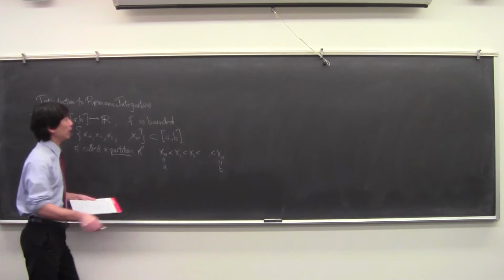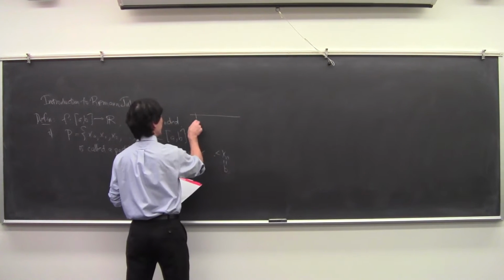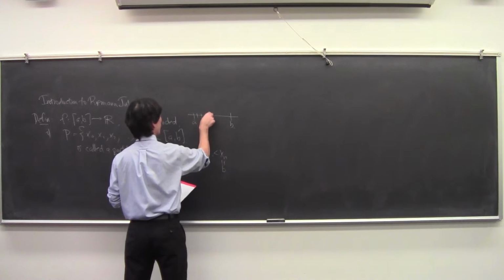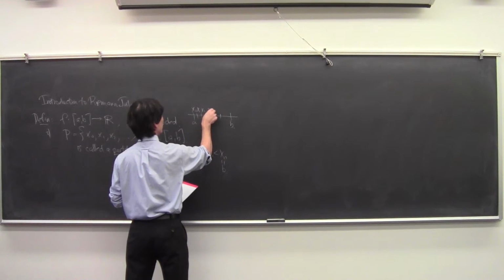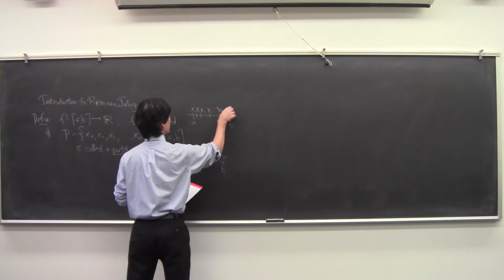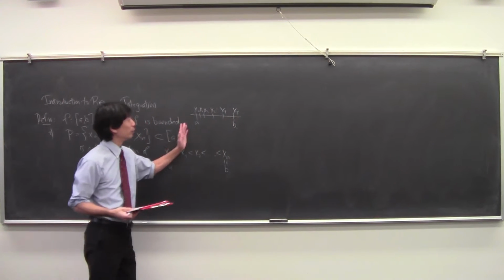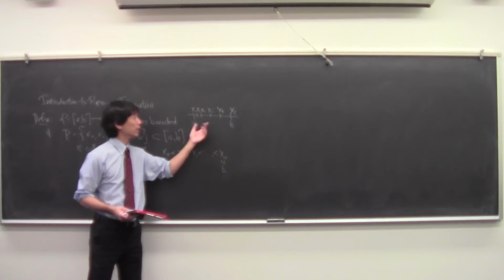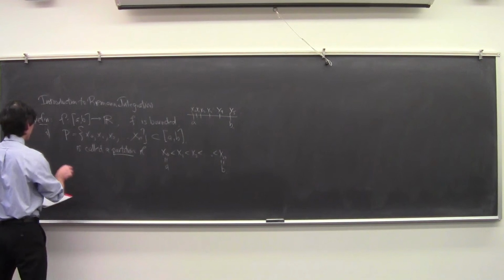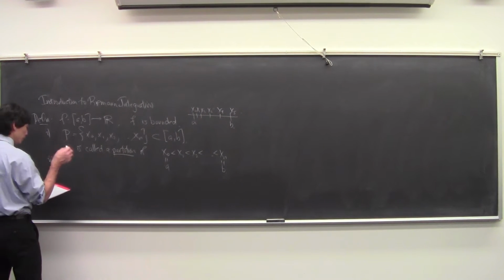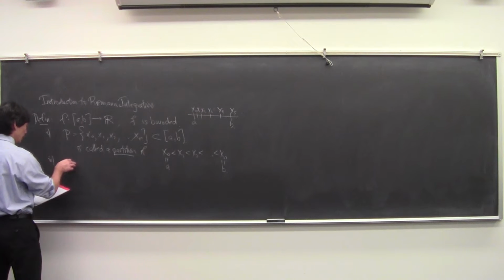Okay. So you have some interval [a, b] and you have some x1, x2. You have some finite number of points, and they're increasing. The first is a, and the last is b. Okay. We introduce a little bit of notation.